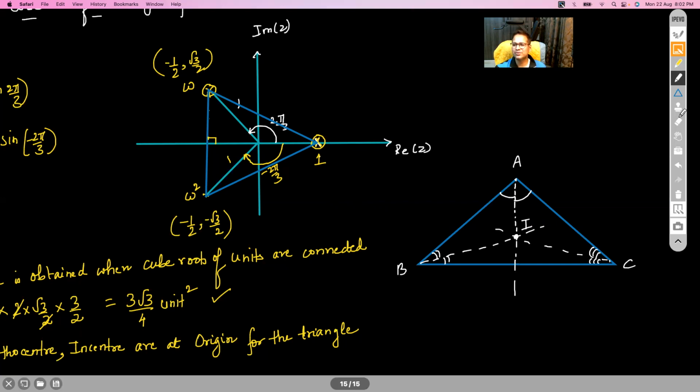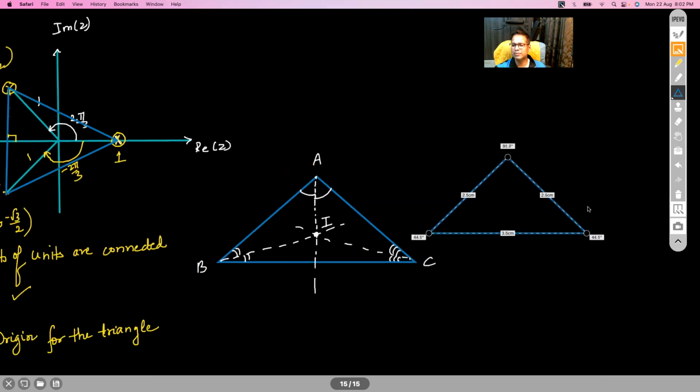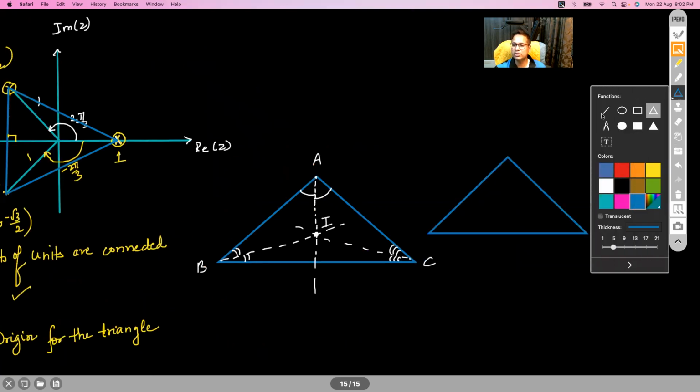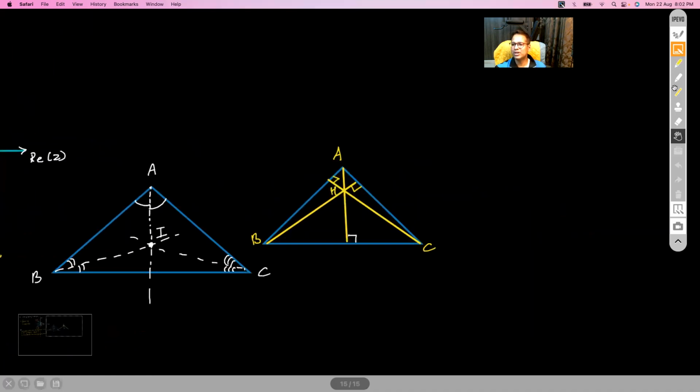What is orthocenter? That also I'll draw for you. Orthocenter is the meeting point of the altitudes. So if I draw an altitude, altitude means a line from the vertex and perpendicular to the other side. Okay, so these are the altitudes. This is called the orthocenter. Orthocenter is written with H. Okay. And what is a centroid?